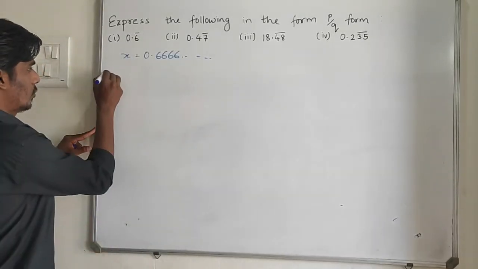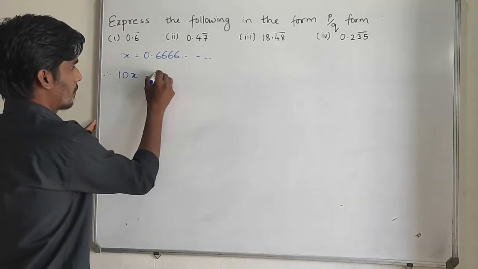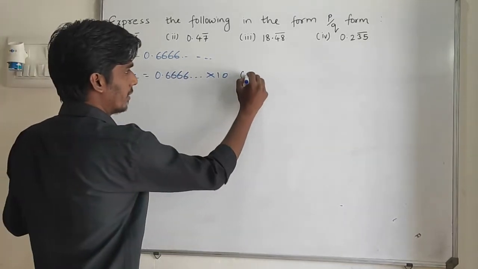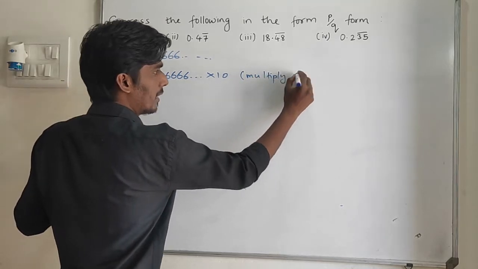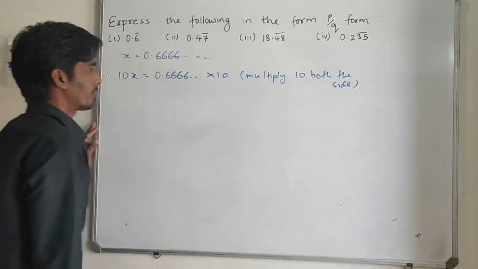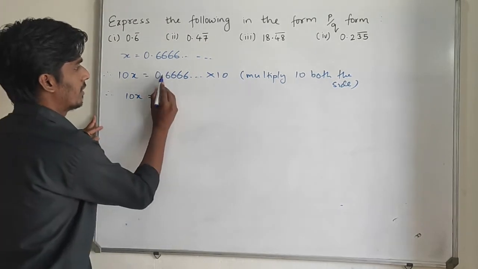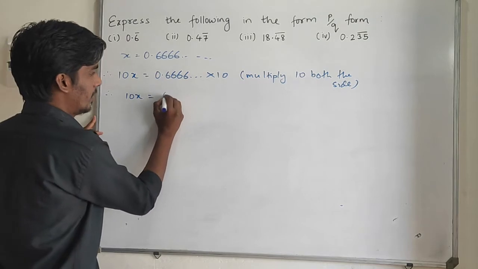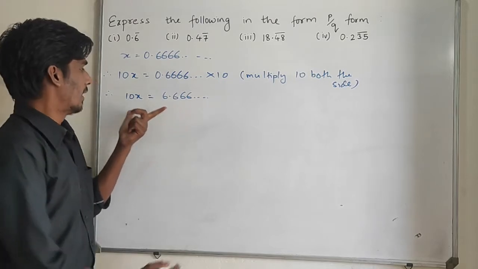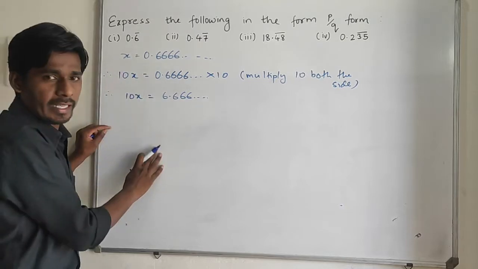So let's solve this one. Multiplying by 10 on both sides, 10x equals 0.6666 times 10. If 10 multiplies this, the decimal point moves to the right, and this will be 6.666 dot dot dot. This is the way I got this. Now from this, I am going to subtract x on both sides.